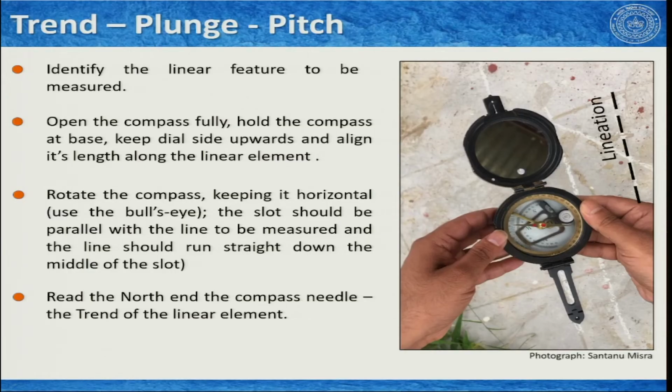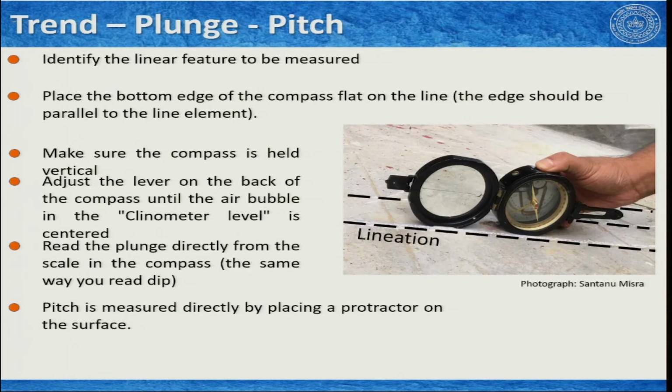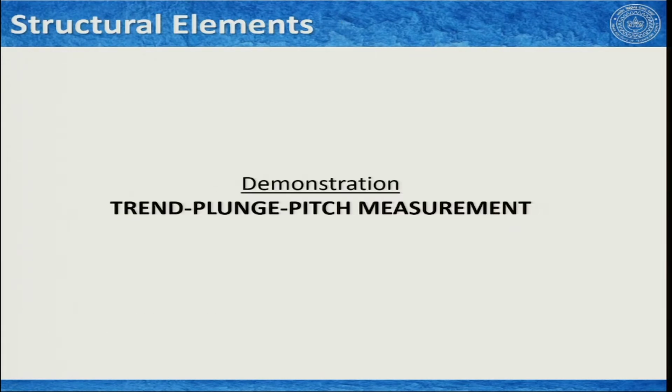Now, we will learn how to measure trend, plunge and pitch. Again here instructions. So, you have to identify first the linear feature, and then you have to use the Brunton compass in a different way than you have used to measure strike, dip and dip direction. And then you also measure different features of the lineations, particularly plunge and pitch. However, again we have a demonstration for you that we have measured directly in the field. So, have a look here as well.